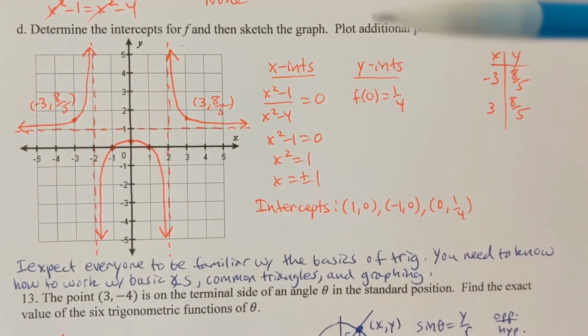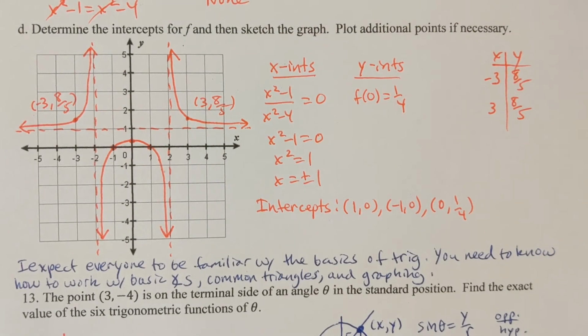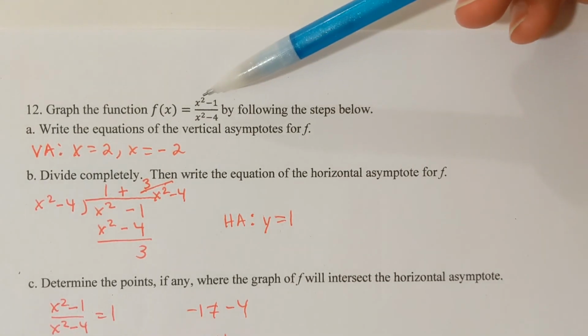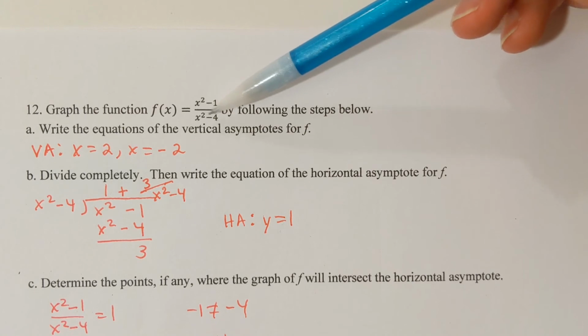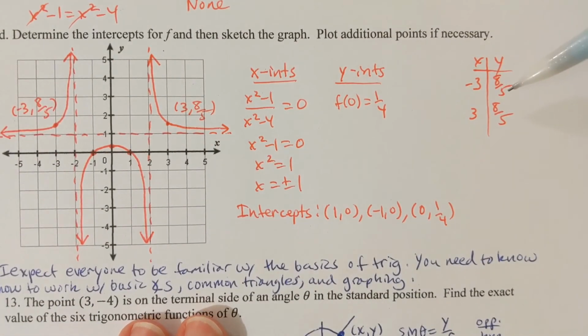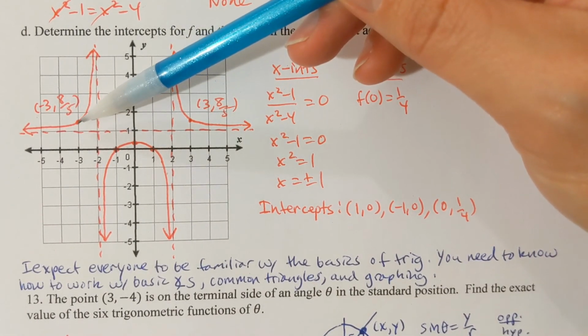Okay. So I need to get the left section and the right section finished off here in this picture. That's where the table comes into play. If I let x be -3, and I plug that in here, -3 squared is 9, -1 is 8, and we're dividing by 5, so I'm getting 8/5 as my output. Okay, so here's -3, 8/5.